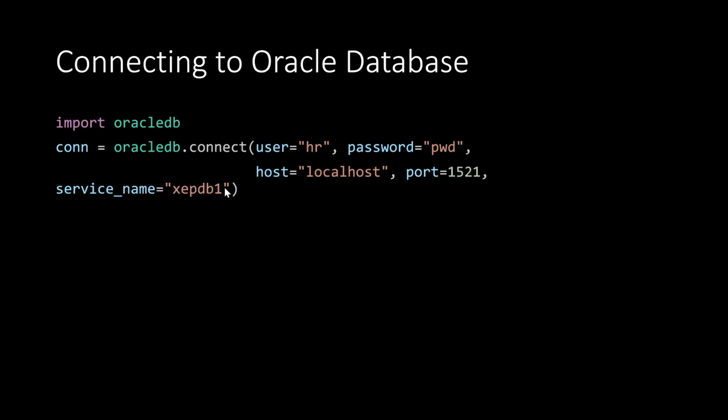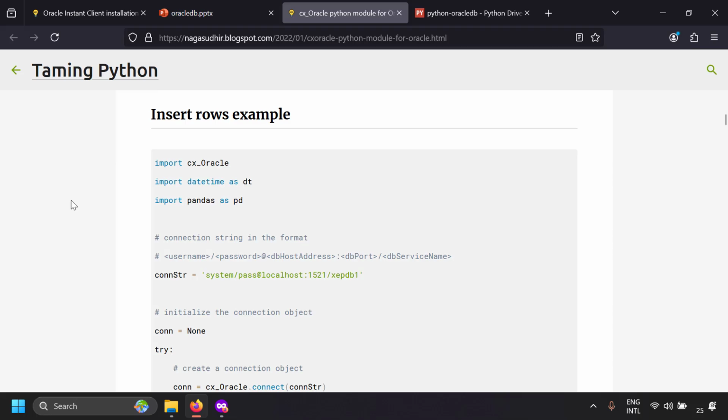And this is how you can connect to Oracle database using the oracledb Python module. You can give the parameters user, password, host, port, service name, etc. We can refer to the official documentation to see about more options to connect to the Oracle database, but this would be sufficient in most of the cases. And that's it. The rest is the same like CX Oracle.